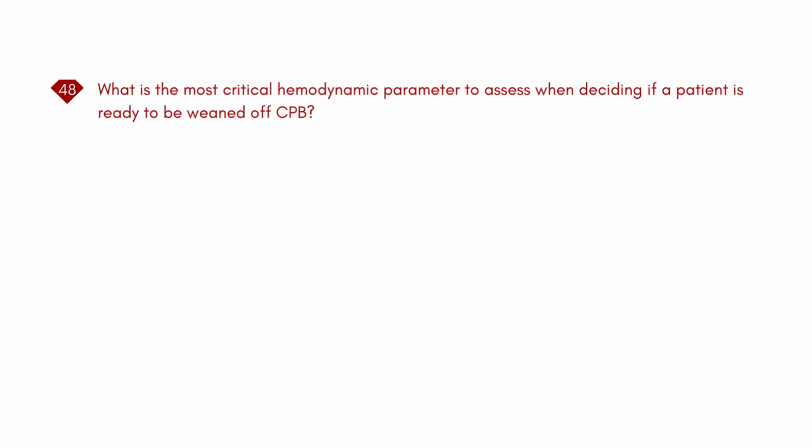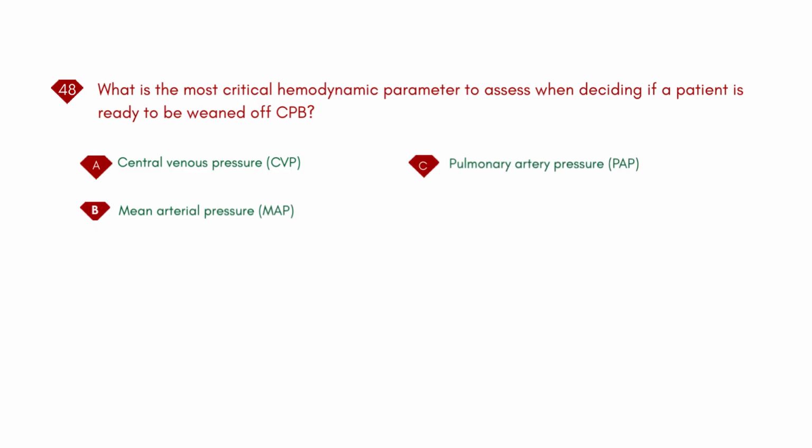CPB? A. Central venous pressure, CVP. B. Mean arterial pressure, MAP. C. Pulmonary artery pressure, PAP. D. Cardiac output, CO. Answer: D.